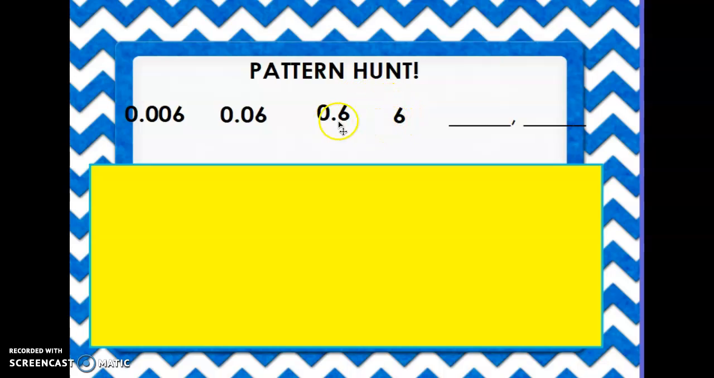Whoa, now I went from 6 tenths to the whole number 6. So now I'm on the other side of the decimal point. So now I've left decimal land. Now I'm moving into my whole numbers. It seems the 6 is shifting 1 spot to the left each time. Let me think for a minute. What would come next? Mathematicians, go ahead and pause the video now and see if you could jot down what 2 numbers would come next in this pattern.